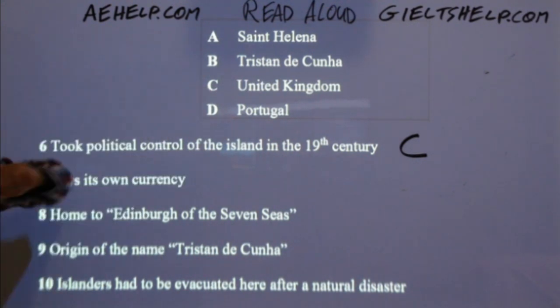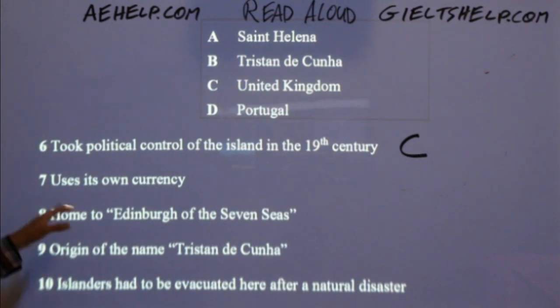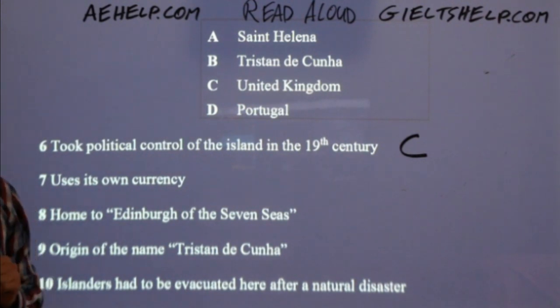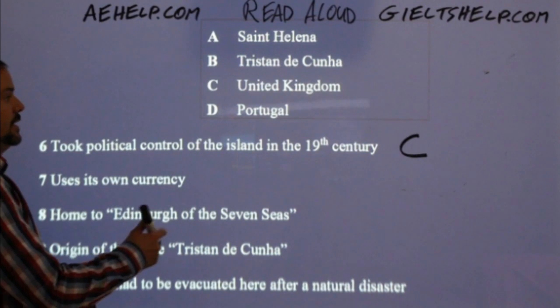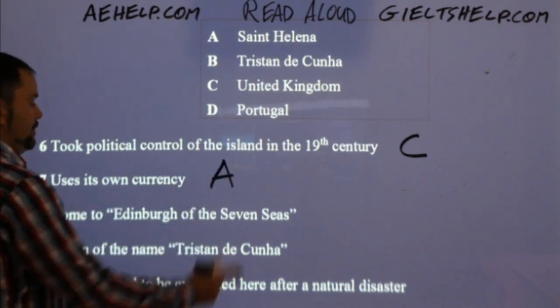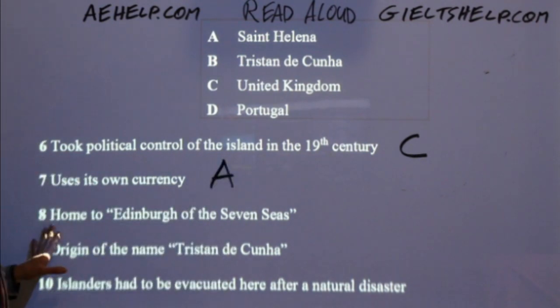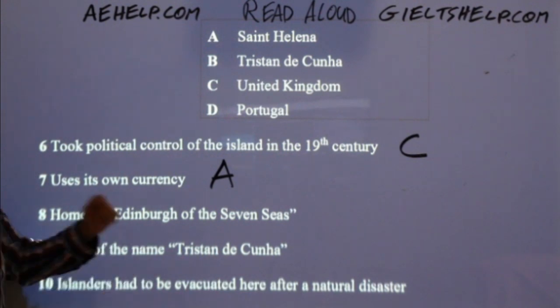"Uses its own currency." Which of these islands was like, oh, okay, they use their own money for number 7? Uses its own currency. St. Helena, Tristan da Cunha, United Kingdom, Portugal. Yeah, it was St. Helena, right? They used the St. Helena pound. Sure.